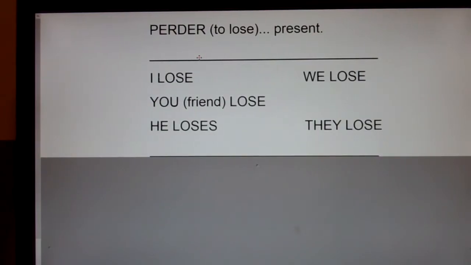This is the verb perder, which means to lose. And we're going to go over it in the present tense. How are we going to remember that perder means to lose?